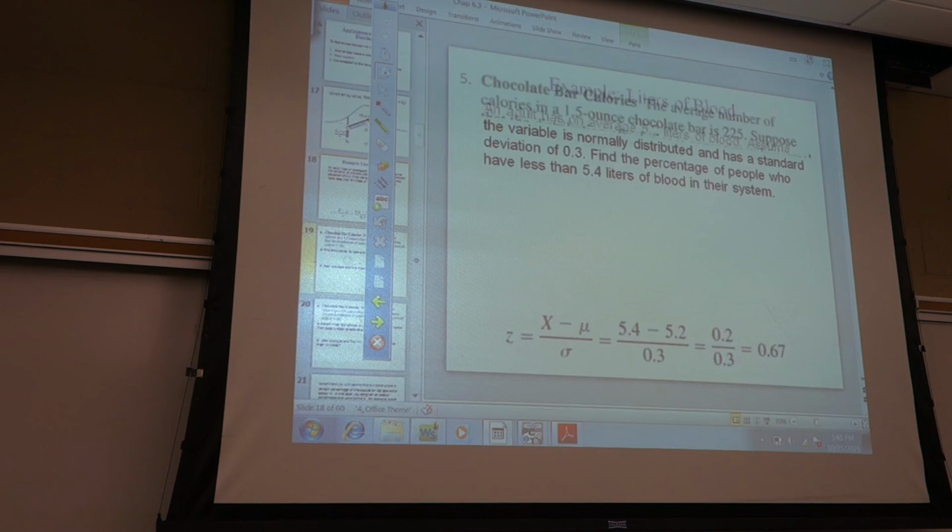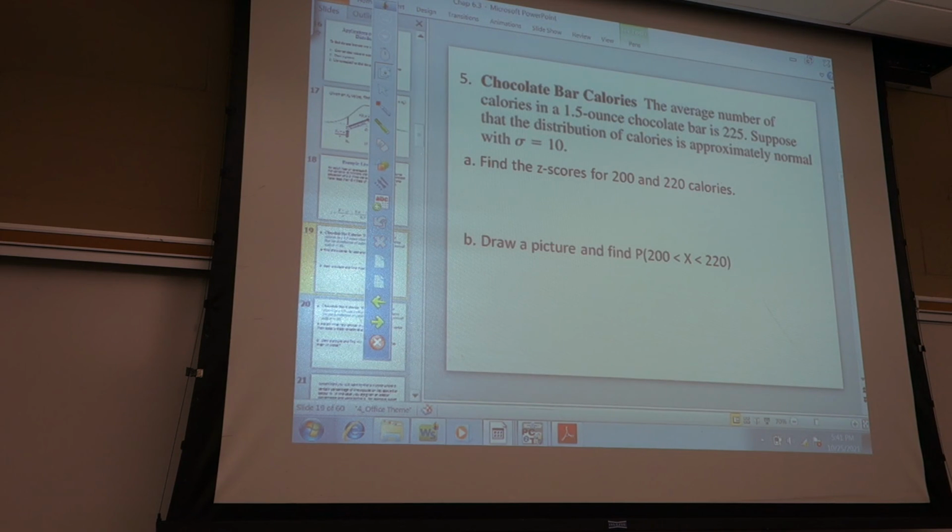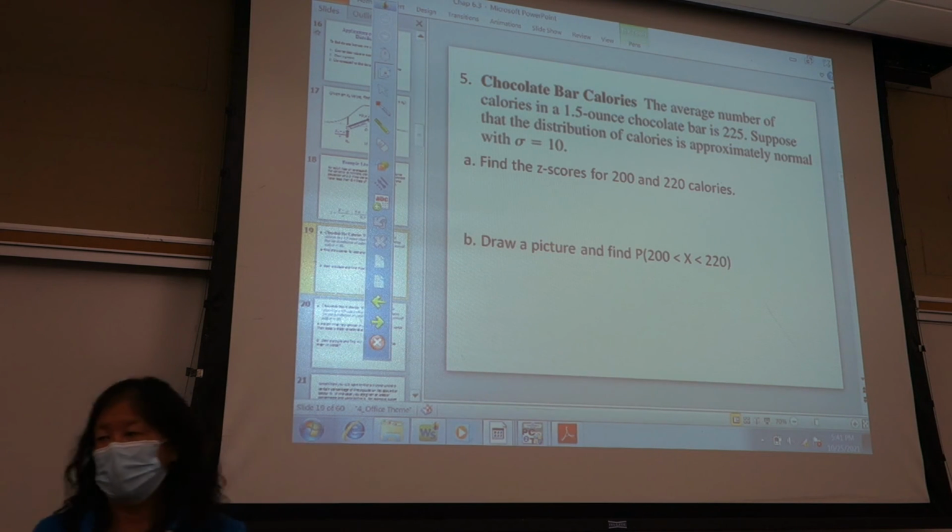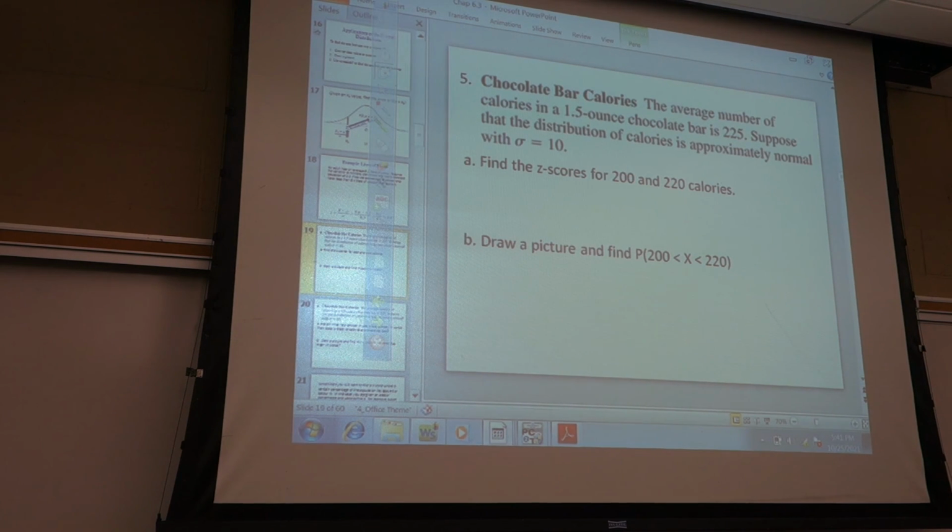All right, so this is your problem. Find your z-score for 200. Find your z-score for 220. Figure out what your average is. What's my average? So 1.8 ounces, is that my average? No, that's just the kind of chocolate bar we're talking about. A 1.8 ounce chocolate bar. That has nothing to do with the numbers you need. That's just telling you what kind of chocolate bar it is.